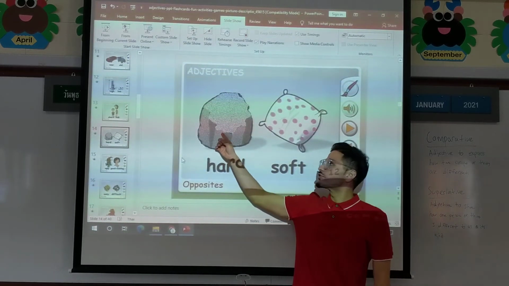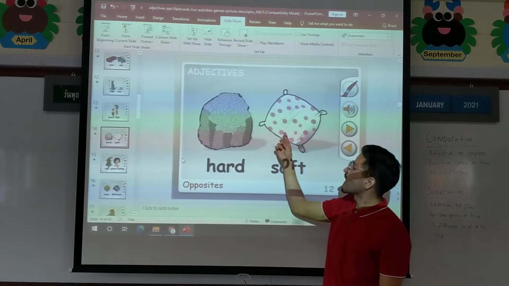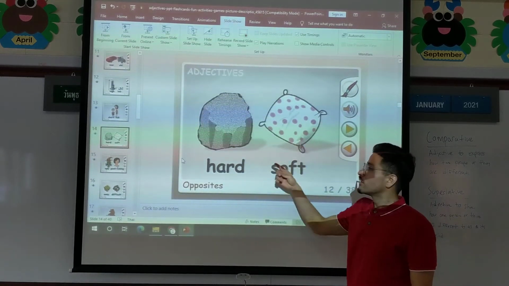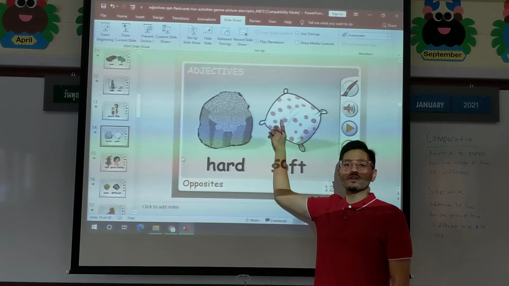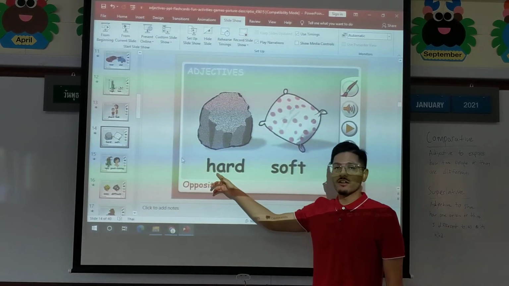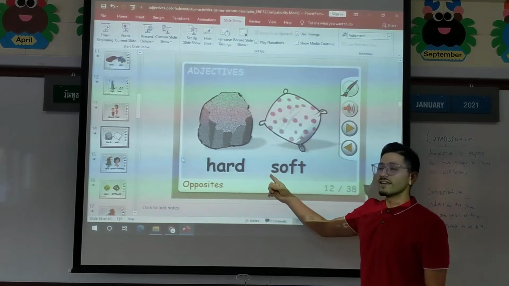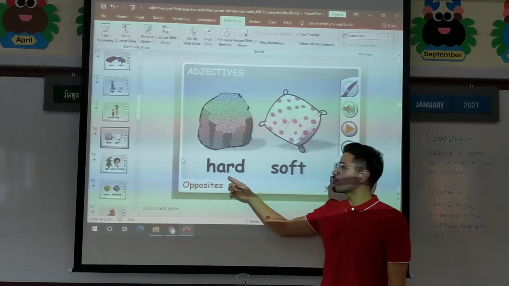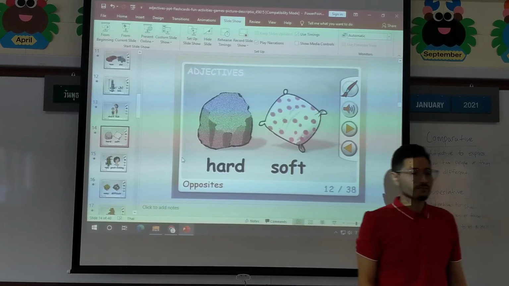Now we have a stone or a rock here, and we have a pillow here. Which one is hard and which one is soft? The rock is hard. The pillow is soft. So the opposite of hard is soft.